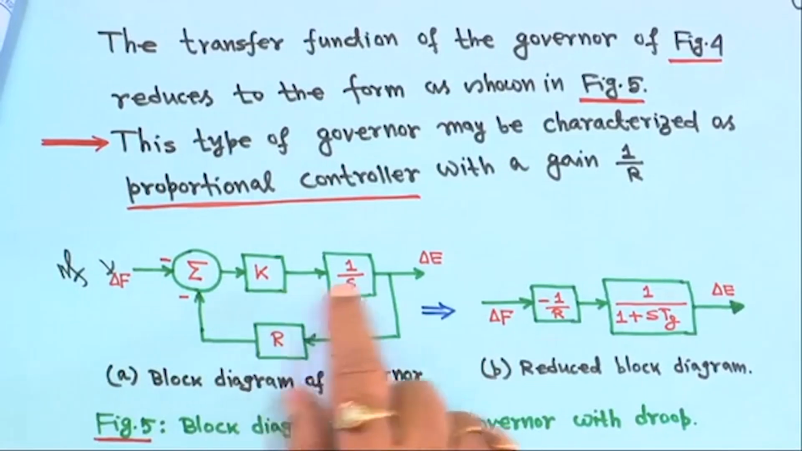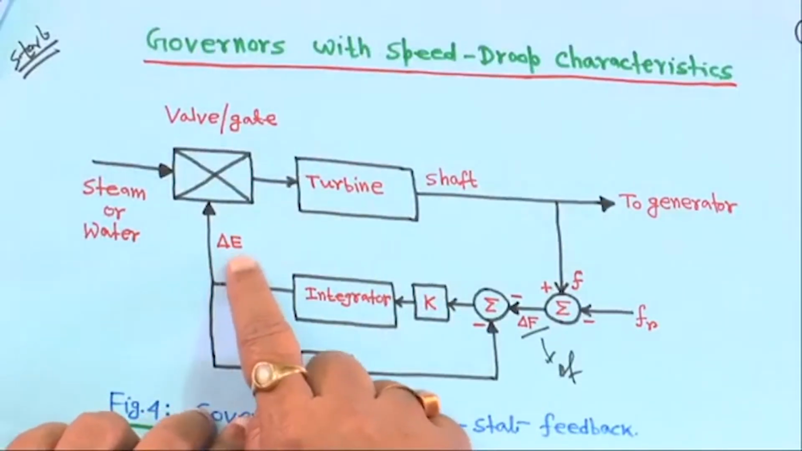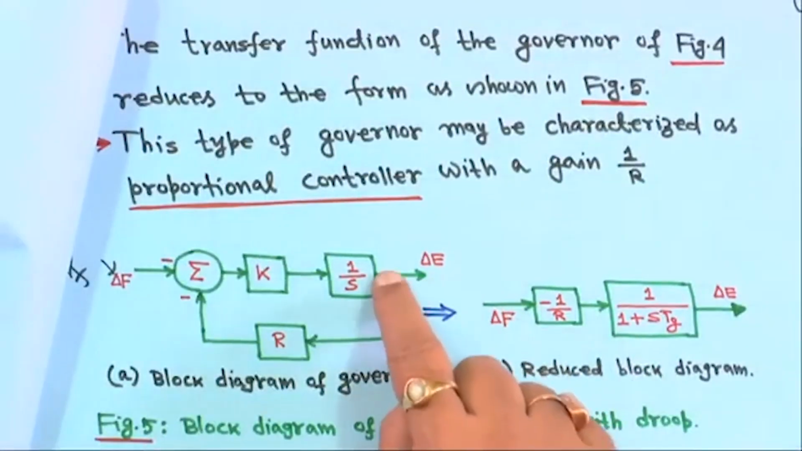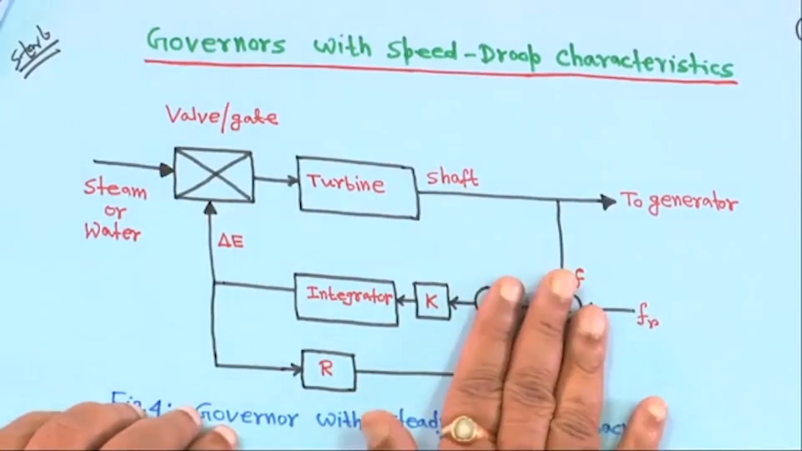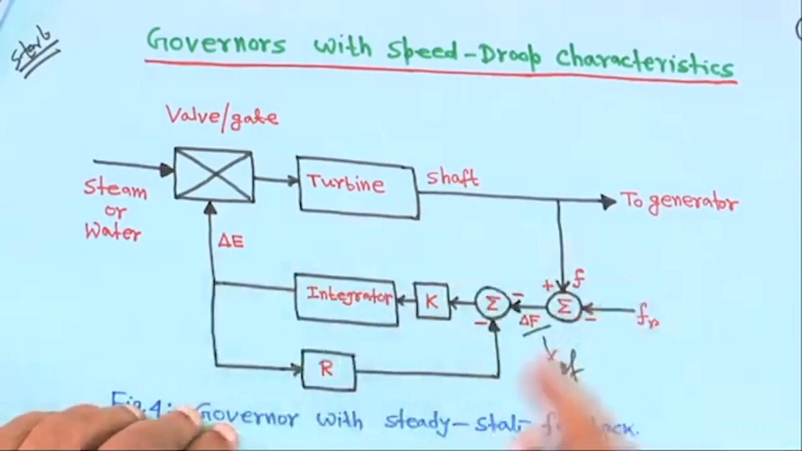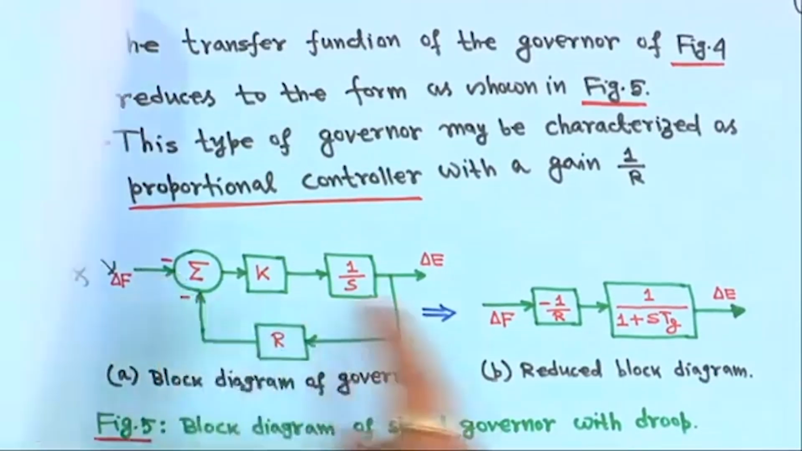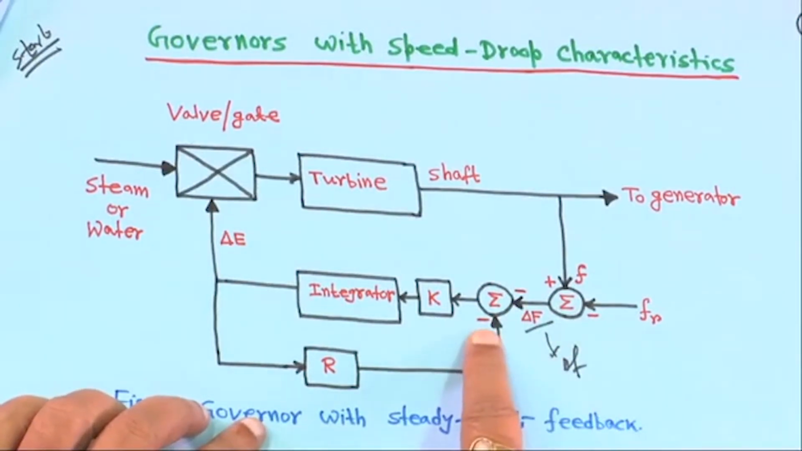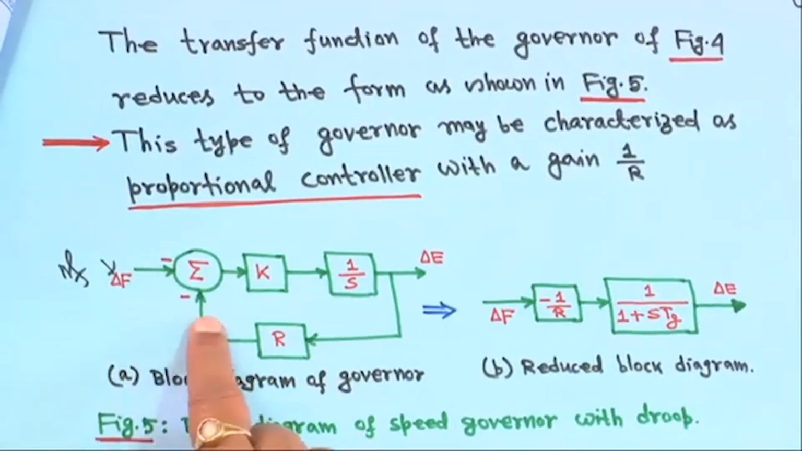So, this is the gain, and integrator means 1 upon s, and the output here is delta E, that is the output of the valve position delta E. And the steady state feedback, this R coming here, on the left hand side it is like this, but as we have taken it to this side, that is why it is minus R. So, minus delta F, and there it is minus R feedback. So, it is minus delta F and minus R, right.